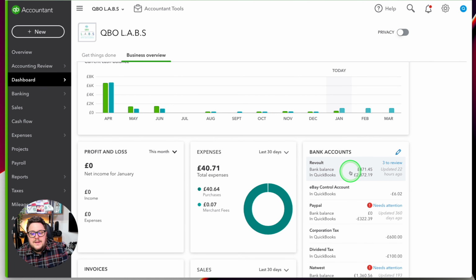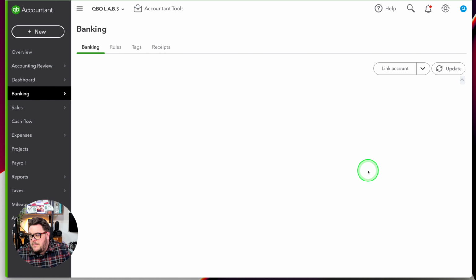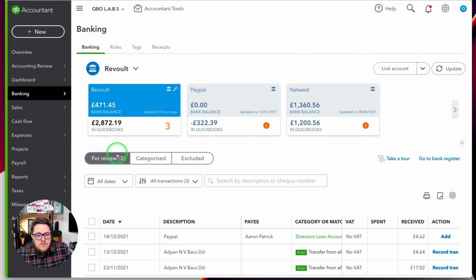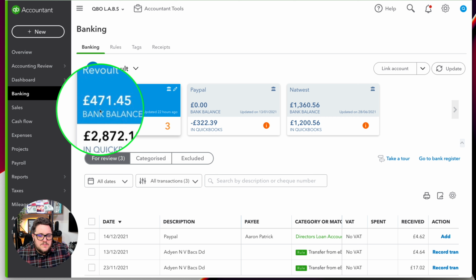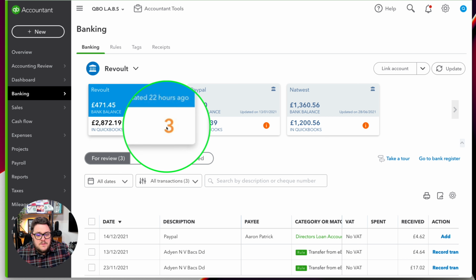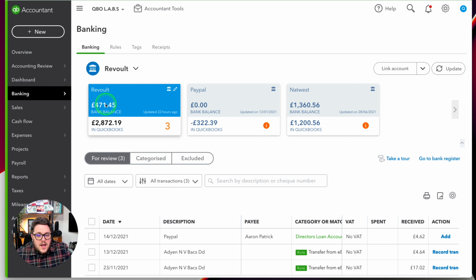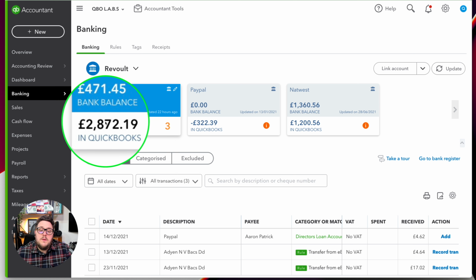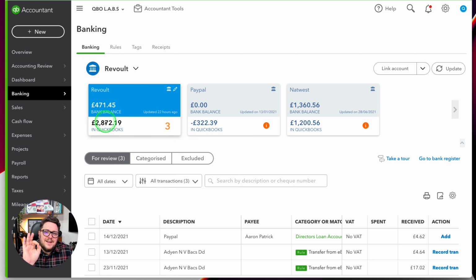So first of all, the bank. Now, when we do our bank account in QuickBooks Online, we're always aiming for these two numbers to be exactly the same. We're always aiming for that number as well to be 0, and that bank balance and that in QuickBooks balance there are exactly the same. And it's really important we get that right, isn't it?